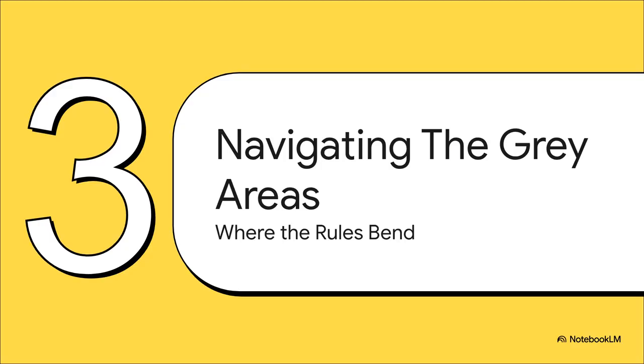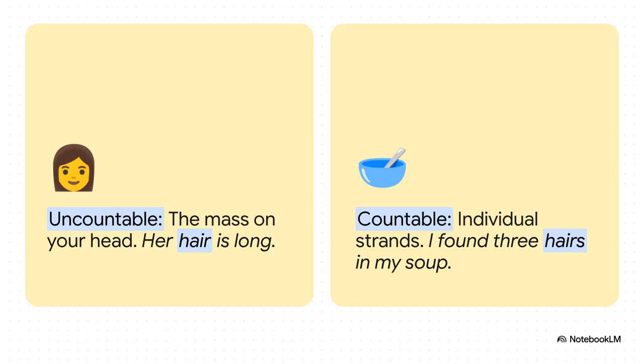Okay, so we've got the basics down, but now we get to the really fun part. English absolutely loves to bend its own rules, so let's dive into those tricky gray areas where a noun can actually be both. Check this out. This is where it gets so fascinating. The same exact word can be a complete chameleon. The hair on your head is just one big uncountable mass. But find a few individual strands in your soup, suddenly they're countable hairs. The only thing that changed was how you were looking at it.